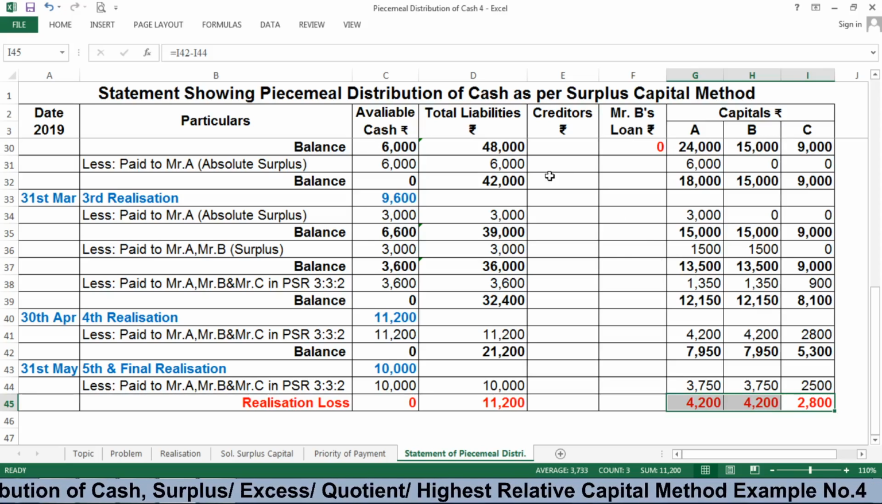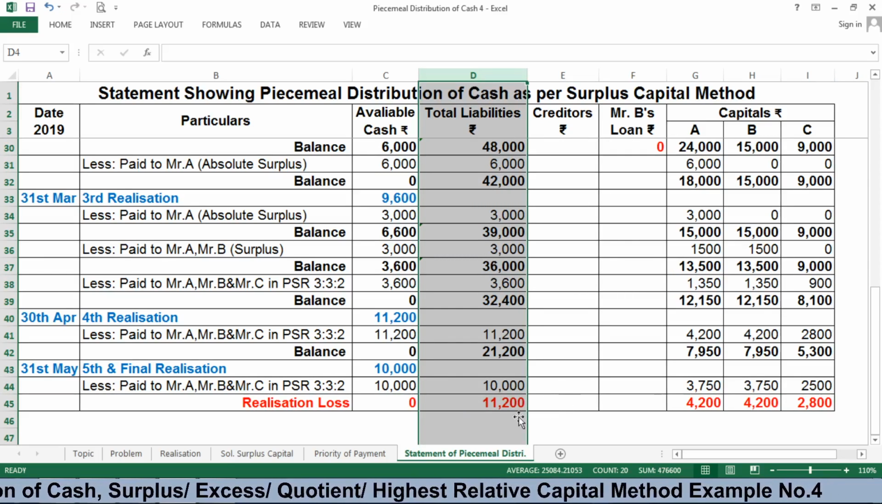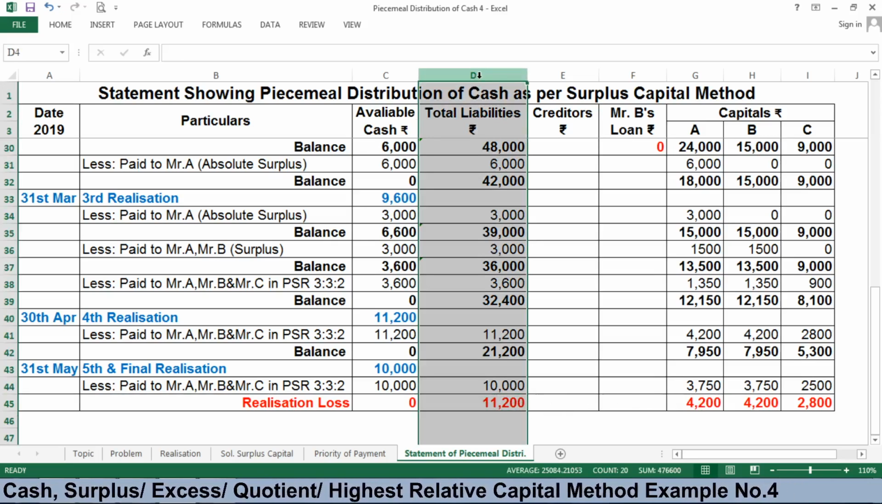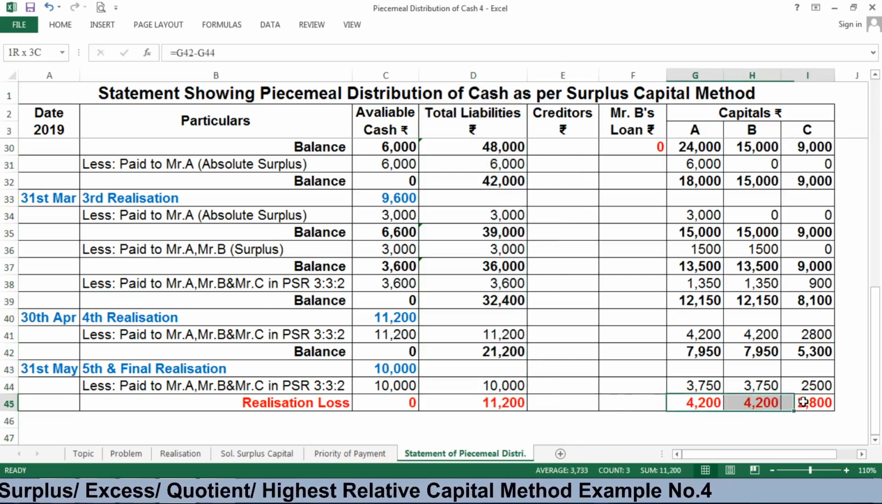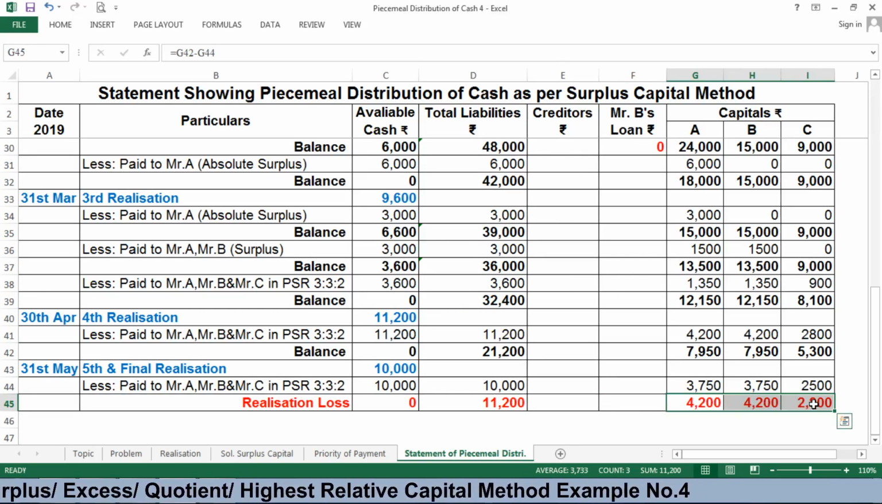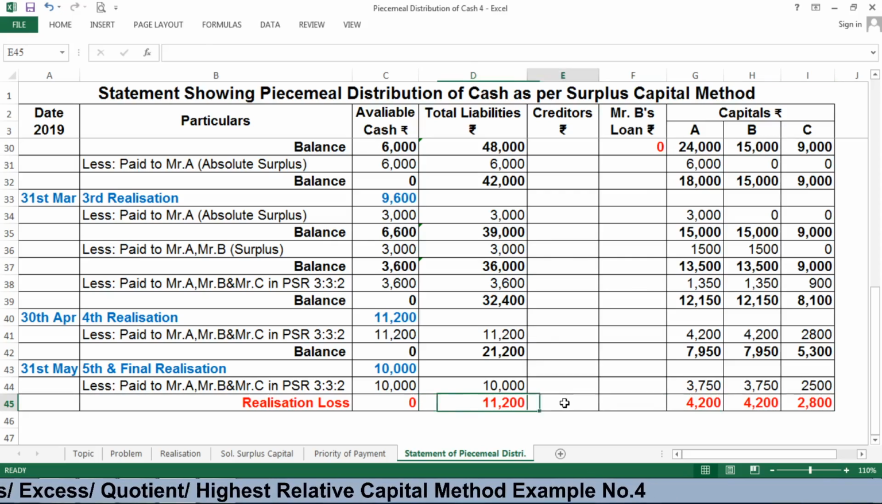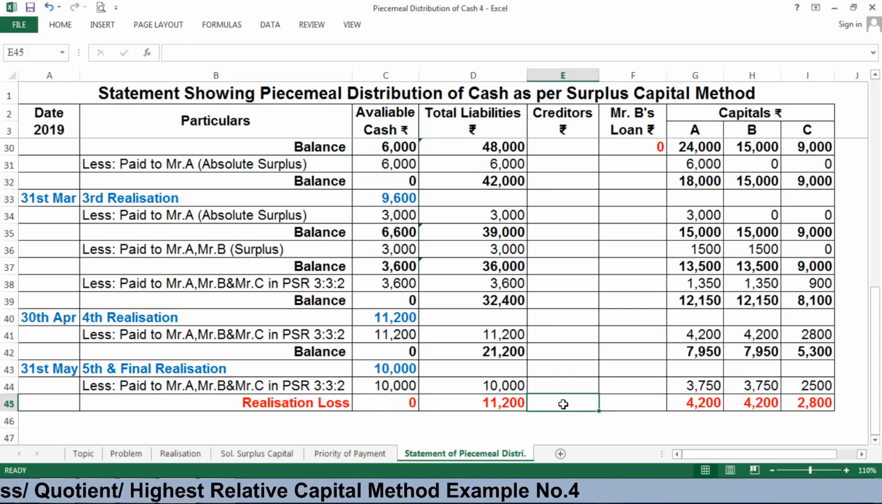As I earlier mentioned, the total liability column is important in this case for cross-checking the realization loss. If you don't prepare this realization column, for example, you cannot cross-check whether your realization loss is correct or not. But here you can cross-check it with the unpaid amount, that is 4,200 plus 4,200 plus 2,800, that is 11,200, and our unpaid liability is the same 11,200. It simply means that you are on the correct path. So in this way we find that 11,200 is the realization loss. So here the example is finished.